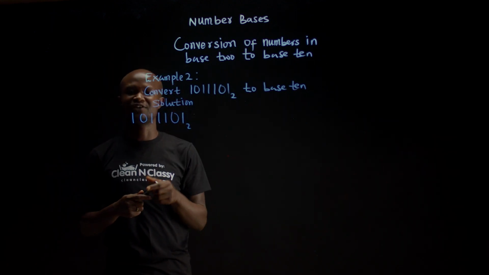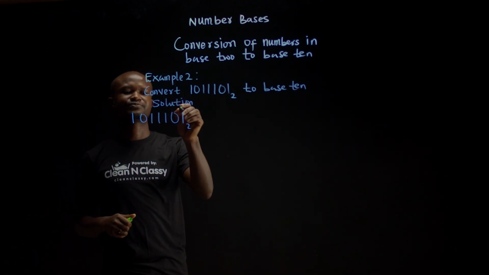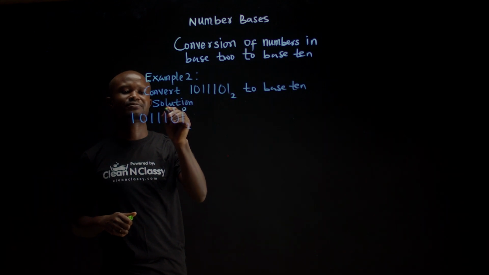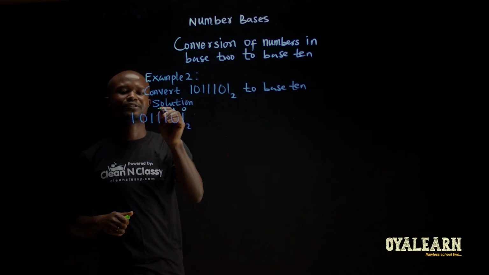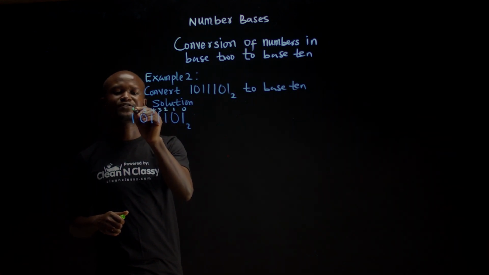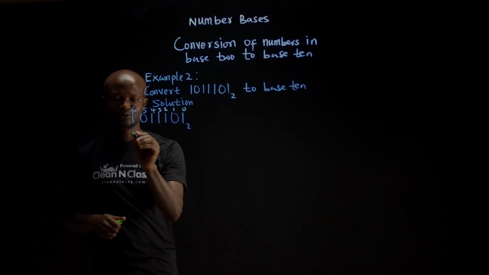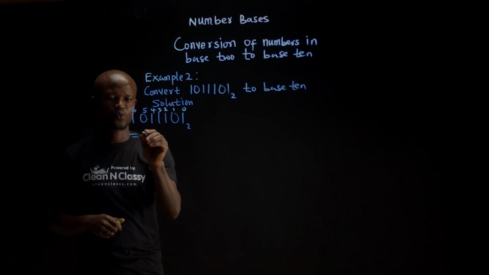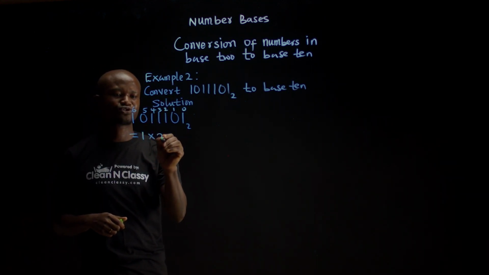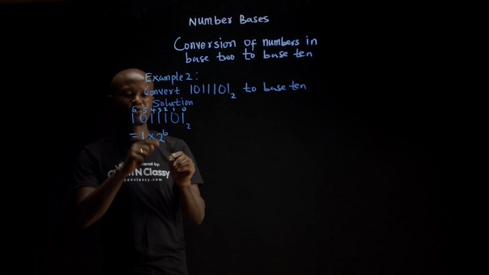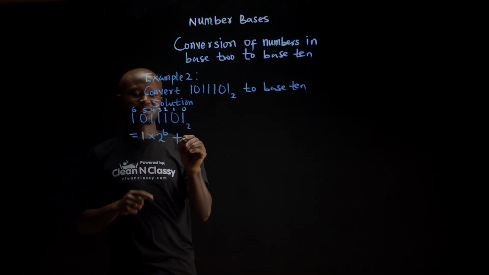You attach place values from the back. This is 0, then 1, 2, 3, 4, 5, 6. Now, let's add the expanding form. What would that be? 1 times 2 raised to the power of what? 6.